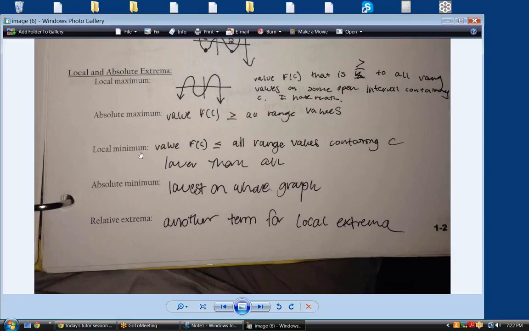The local minimum is a value where it's less than all the range values containing C. In other words, there's a local minimum right there, but it's not an absolute minimum. We go to negative infinity over here, and we go to negative infinity there. So it's just within a certain range on the horizontal axis that this is a local minimum.